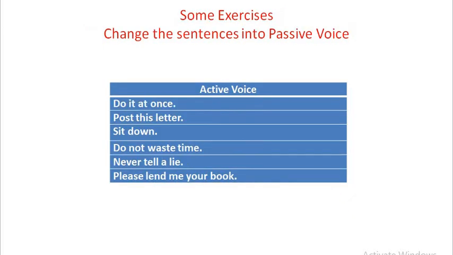Now after future perfect tense, some imperatives are also there. Just see, change them into passive voice. Do it at once. Post this letter. Sit down. Do not waste time. Never tell a lie. Please lend me your book. So these are imperative sentences. Change them into passive voice.